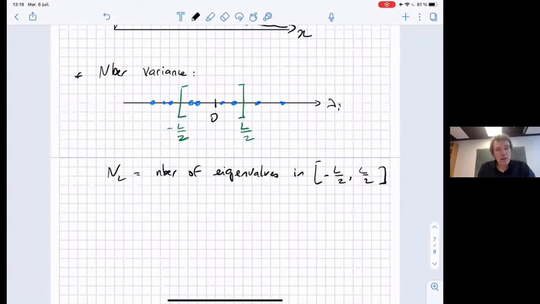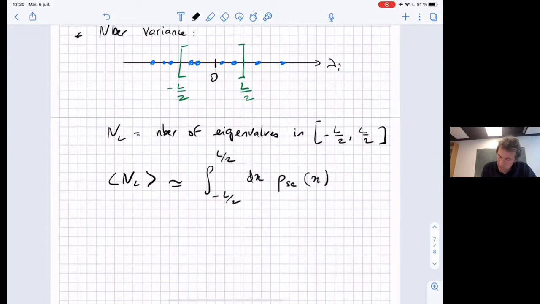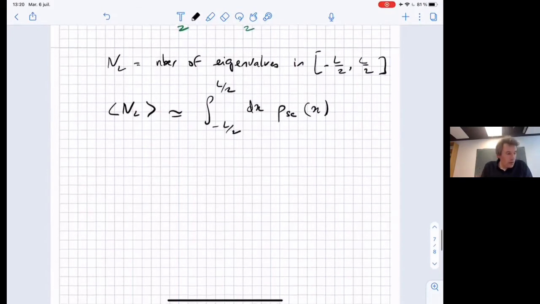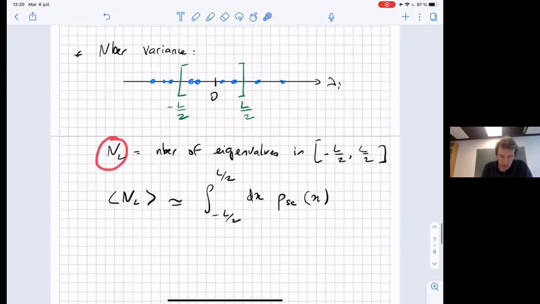So the mean number of N_L, this is something that we have just computed. It's easy to compute in the large N limit. This would just be the integral from minus L/2 to L/2 dx times the Wigner semicircle. So the mean number is already contained in what we have seen before. Now, what is more interesting is what is called the number variance, which is basically the variance of this random number, the variance of N_L.